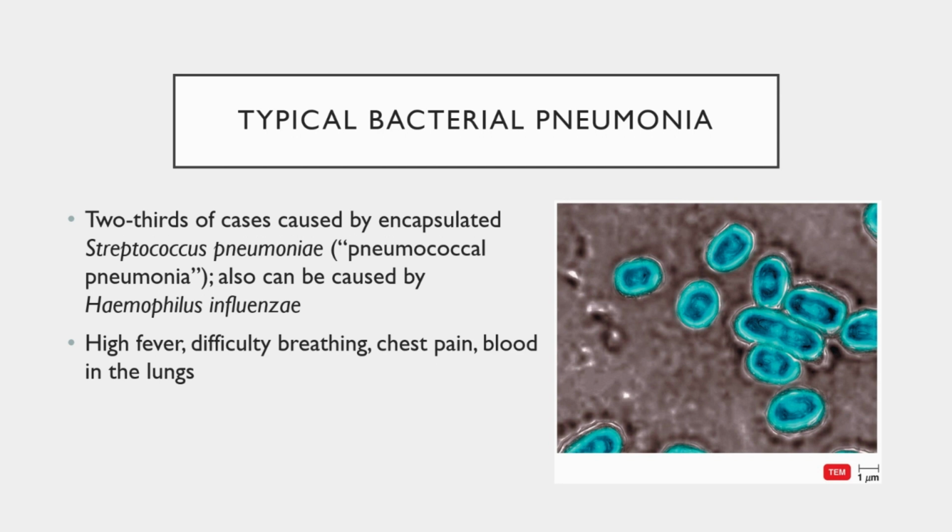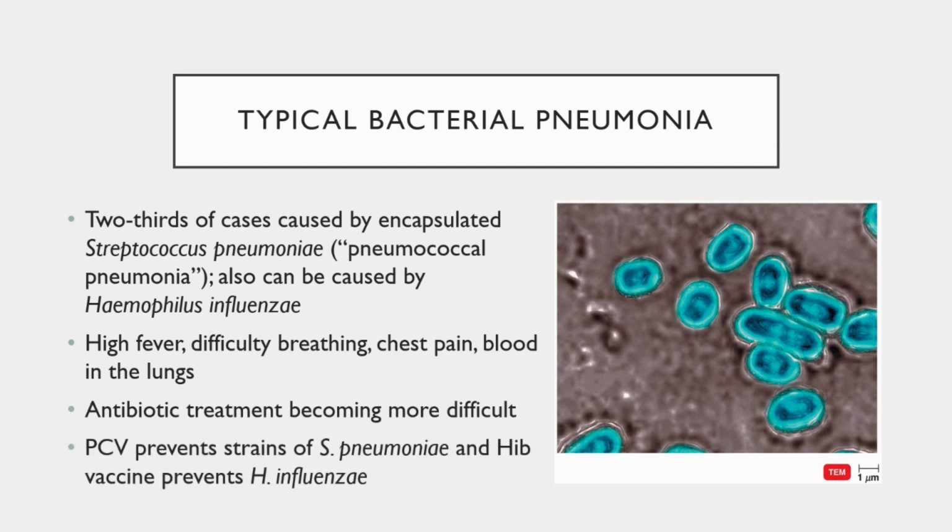Treating pneumonia with antibiotics has historically been effective, but it is becoming more difficult as pathogens gain resistance to some of our standard antibiotics that we use to kill these bacteria. There is a pneumonia vaccine, however, that is available to protect against some strains of Streptococcus pneumoniae. And it's called PCV, which stands for pneumococcal conjugate vaccine. It comes in a few forms.